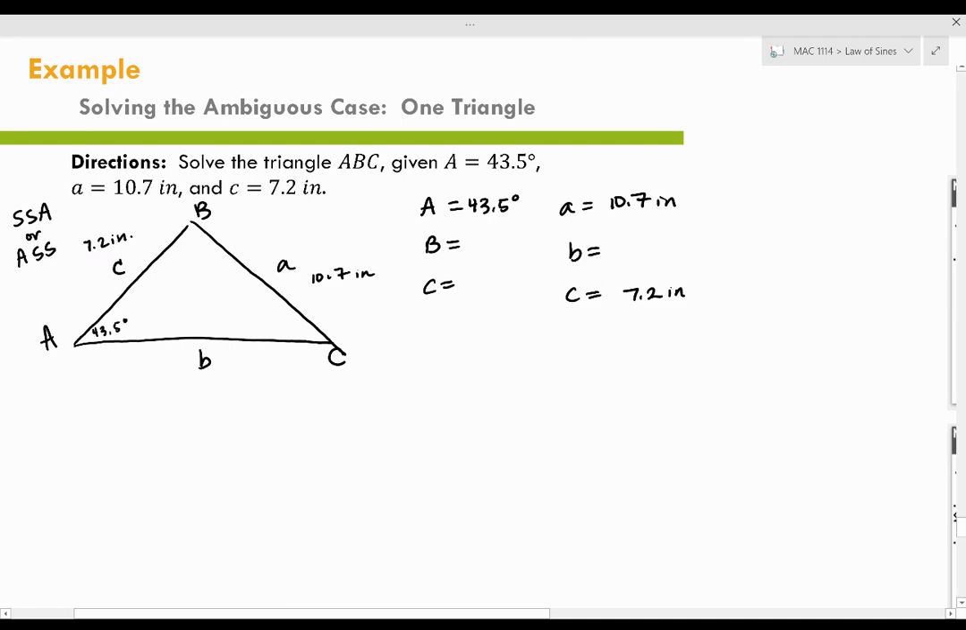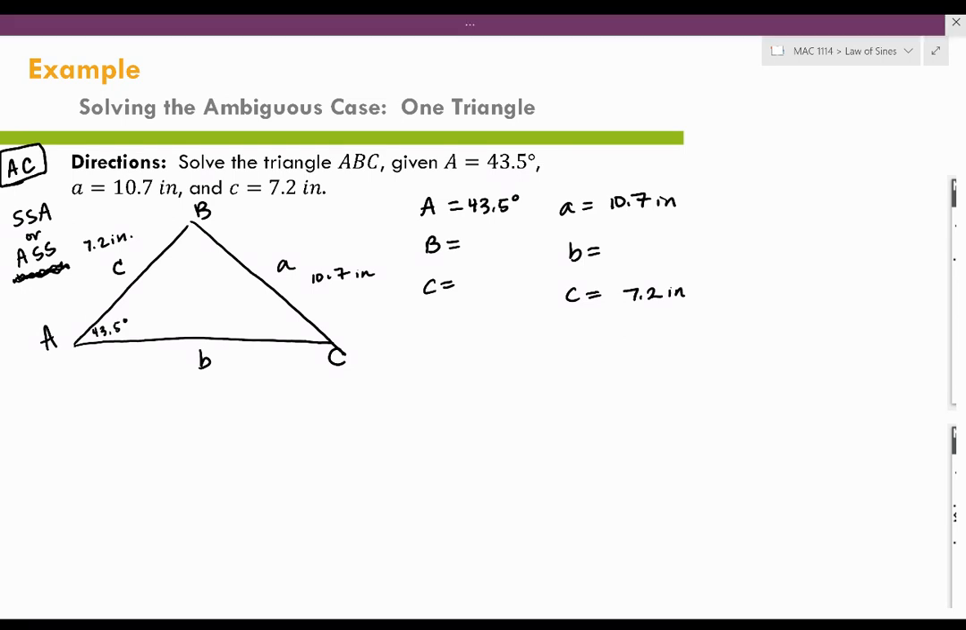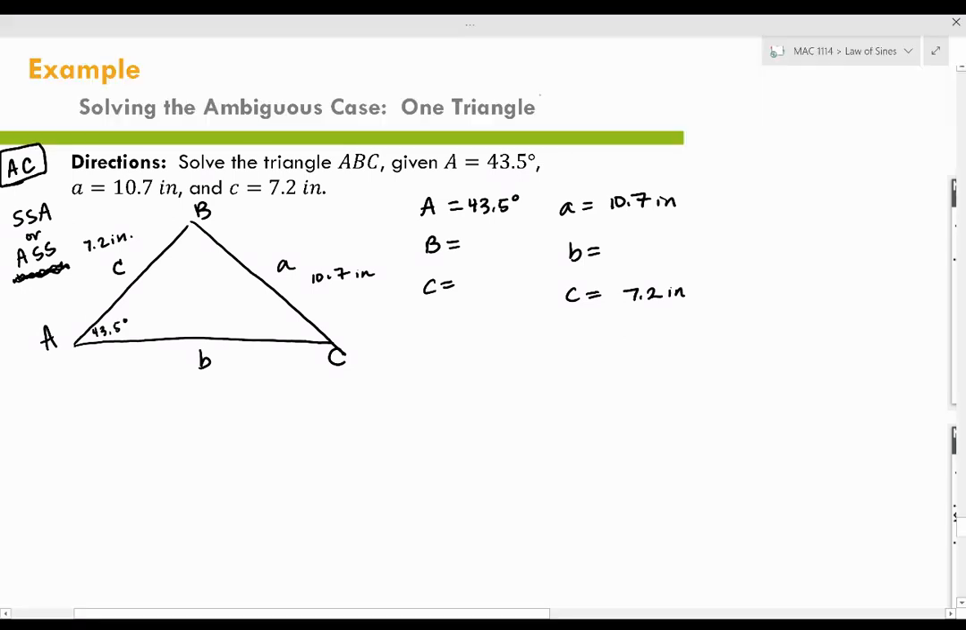Now remember, anytime you have a side, side, angle, that is the ambiguous case. So that lets me know at this point I'm going to have to check to see if I'm going to have 0, 1, or 2 triangles. So I need to make a note to myself that this is the ambiguous case.